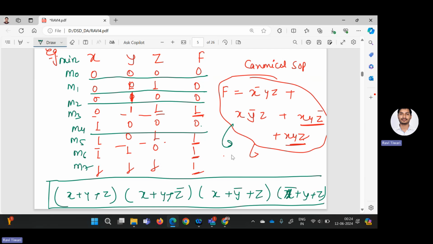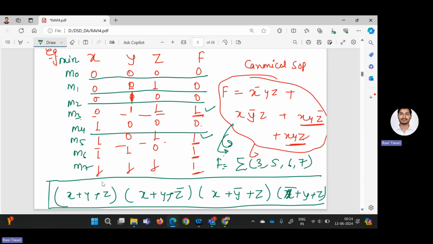Similarly, if you want to write down the SOP expression in formula form, you can write F is equal to summation m of 1 for this condition, this is 3, this is 5, then 6, then 7. This is the canonical formula form.